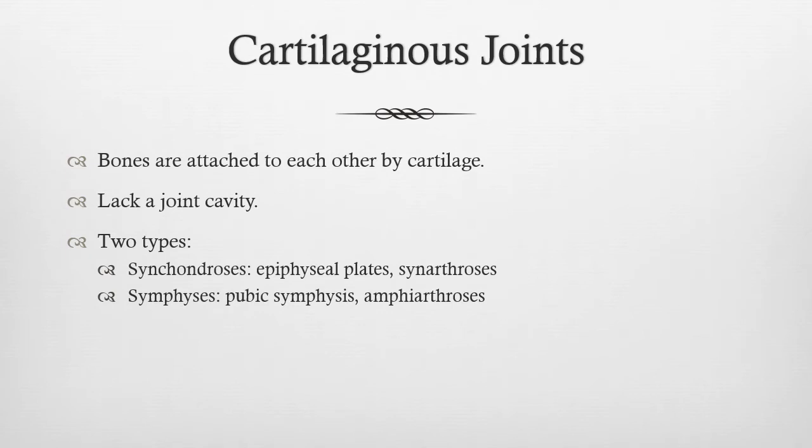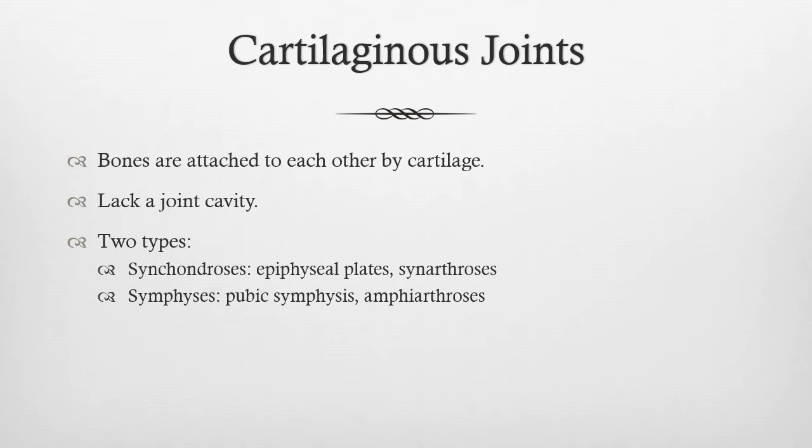Cartilaginous kinds of joints have the bones connecting together via cartilage. The two ends of the bones essentially have cartilage wedged in between them. We see these in places like long bones, where we have the growth plate, the epiphyseal plate, that's cartilage up until the time where it becomes calcified.